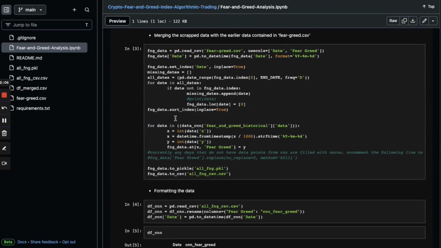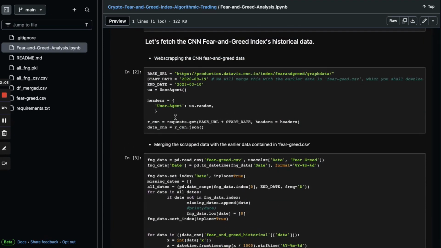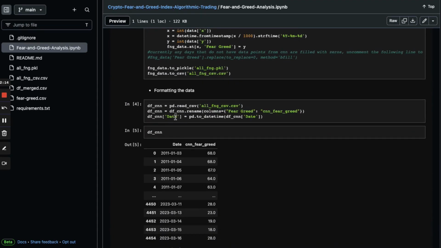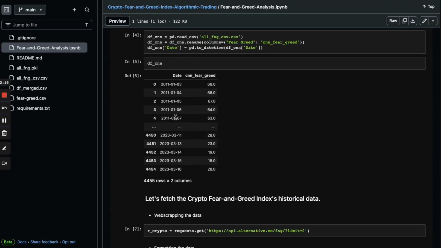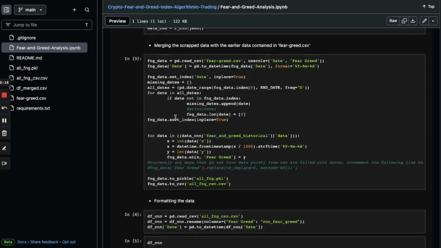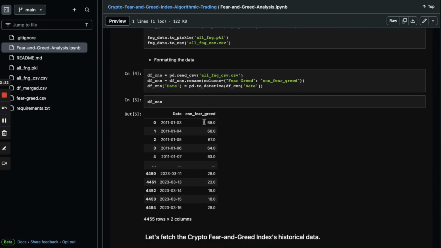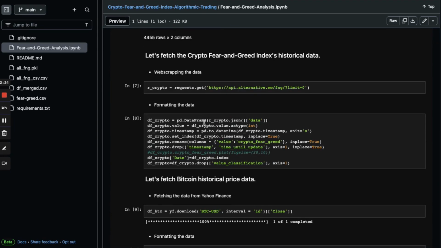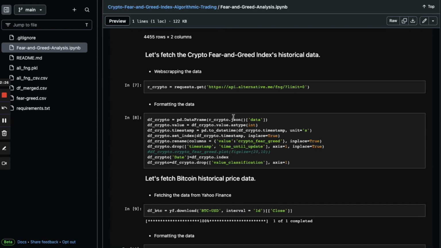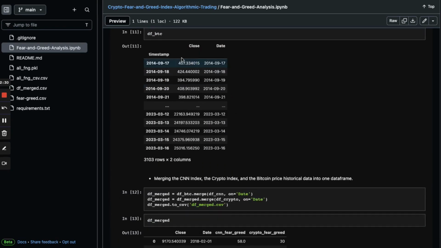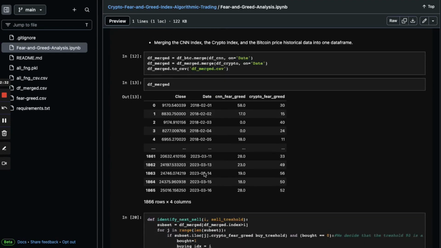So basically, in the following code, which is available on Github and which is in the description as well, you can see that in the first step we fetch the historical CNN Fear and Greed Index, and then we fetch the Crypto Fear and Greed Index, the historical data, and then we fetch the Bitcoin price as well.